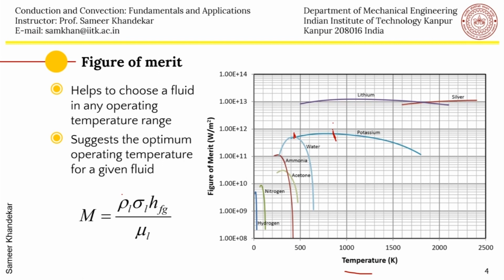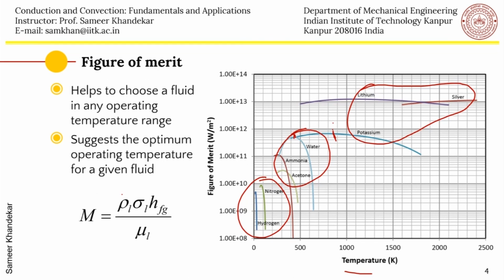Then acetone, ammonia, water, they are at the mid temperature region, and then lithium, potassium, silver. Similarly, you can also do it for sodium. And these are, of course, plotted by taking the thermophysical properties of these fluids from the standard thermodynamic data books, and at different temperatures. You can see at different operating temperatures.